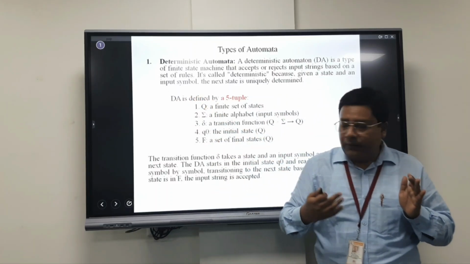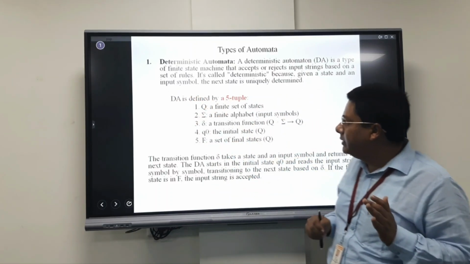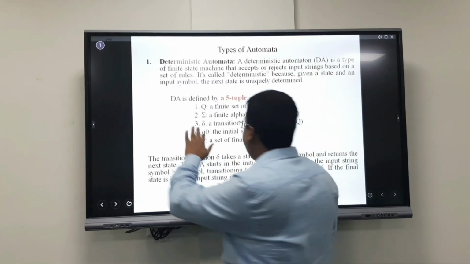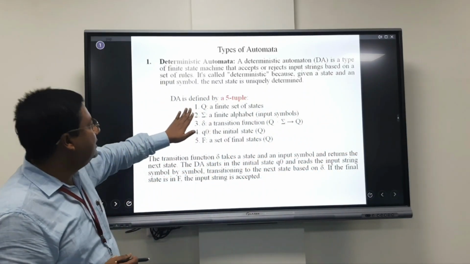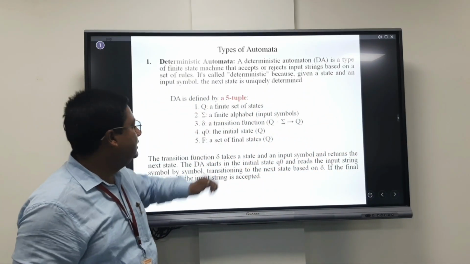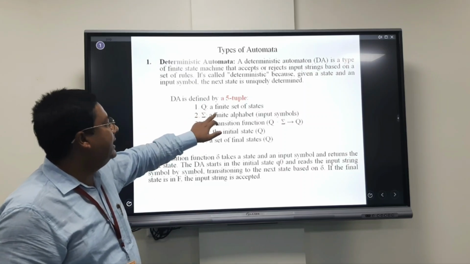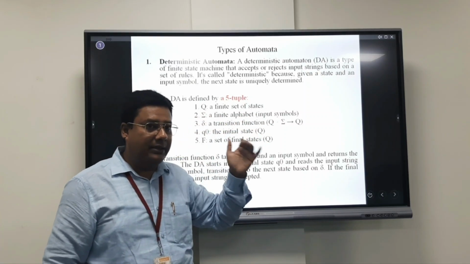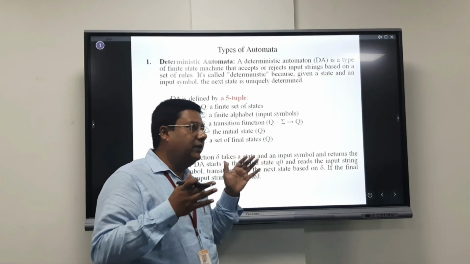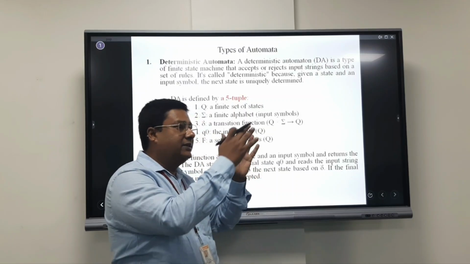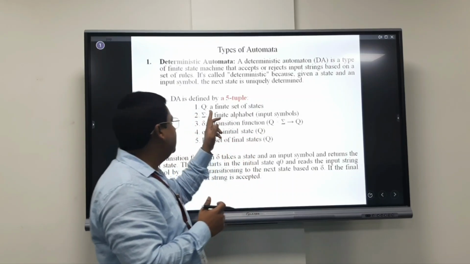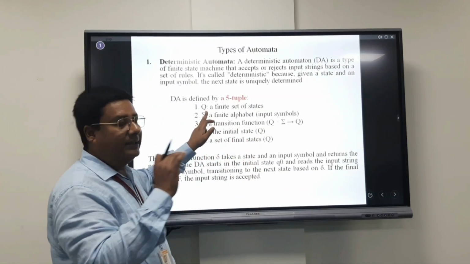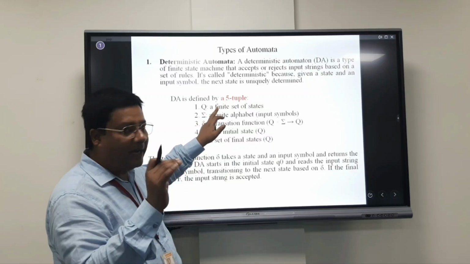Now come to the 5-tuple definition. A DFA, a deterministic automata, is defined as a 5-tuple. Q is a finite set of states, the number of states. Here we have considered 5 states. Q represents the states, so suppose we have 5 states.